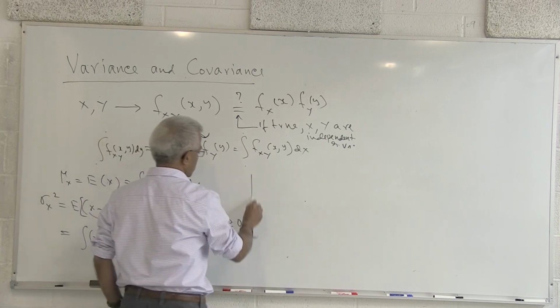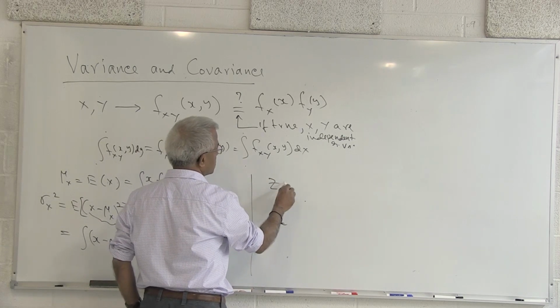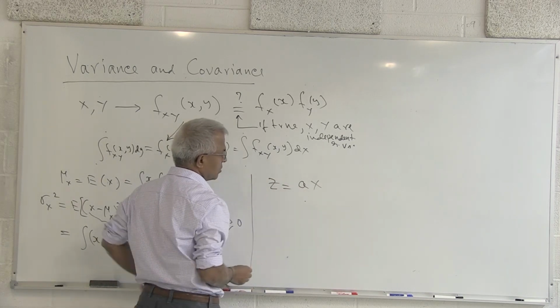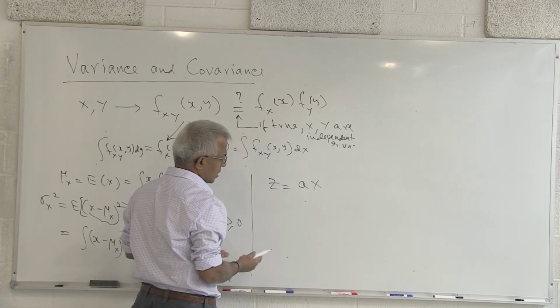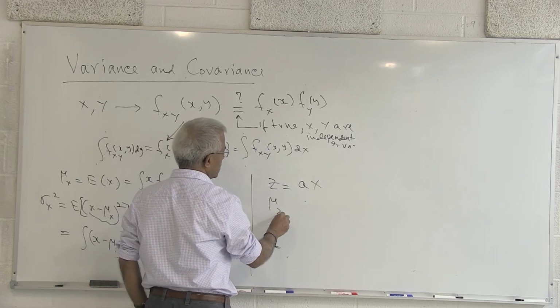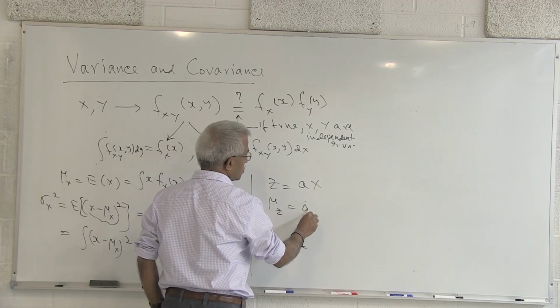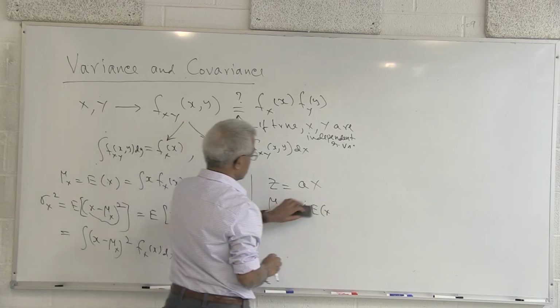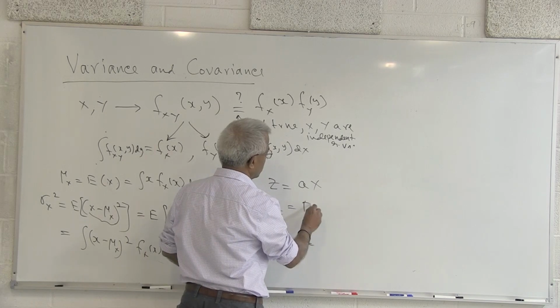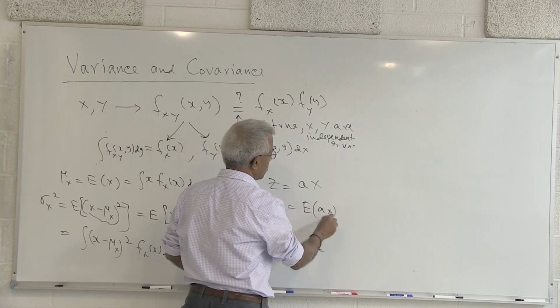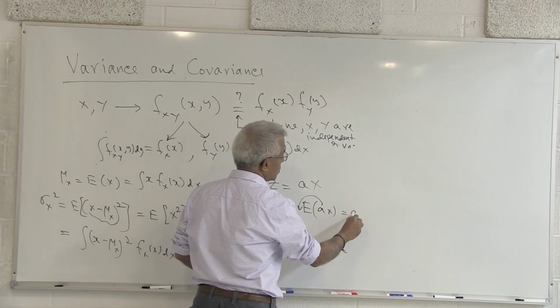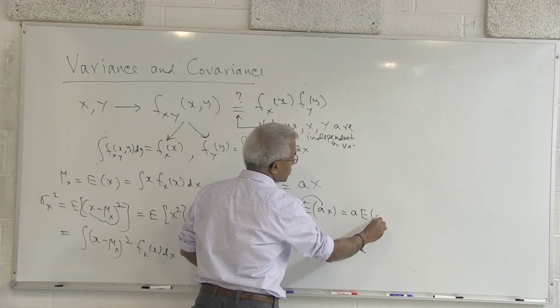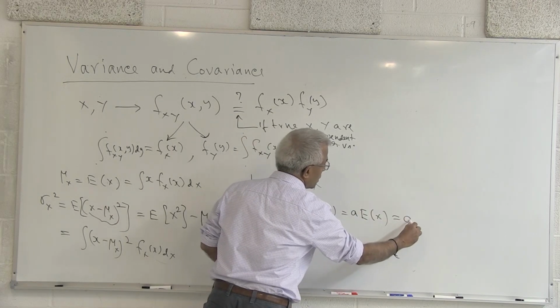And of course, as we see, if you have a random variable z, which is a scaled version of the random variable, its mean is, you can see, a is a constant, so it's expected value of ax, but a is a constant, so that goes outside. You get a multiplied by expected value of x, which is a mu x.